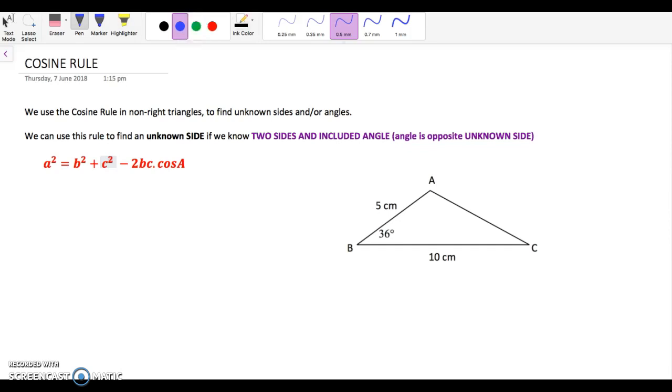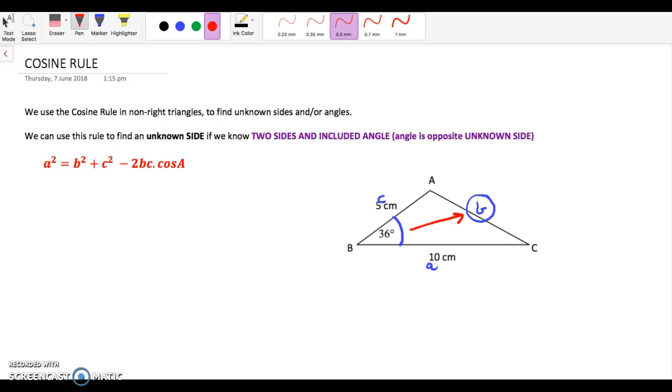We've got triangle ABC. We know side C. We know side A. We want to find side B. What's really important is we need to know the angle that's opposite side B. So that pair, we need to know its angle to find the length of that side B. And this is a really important combination.